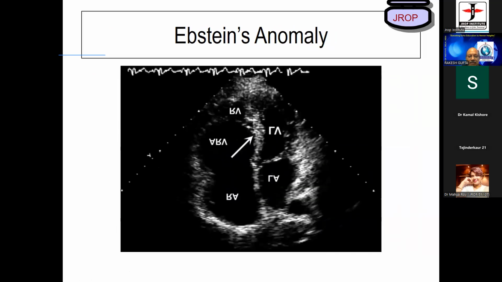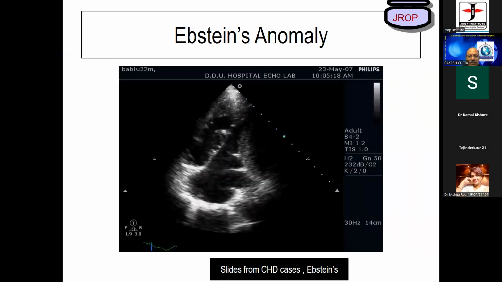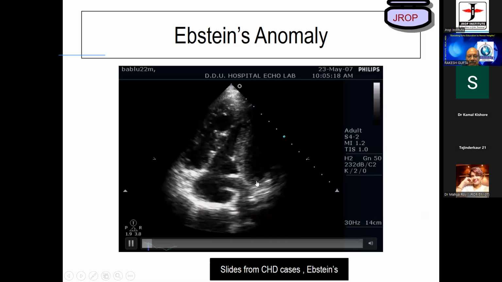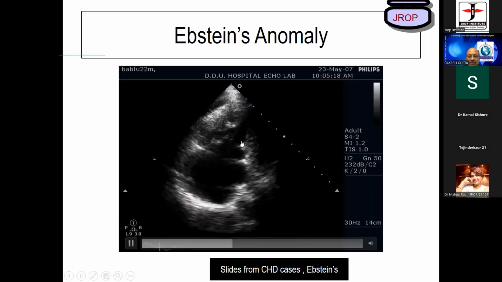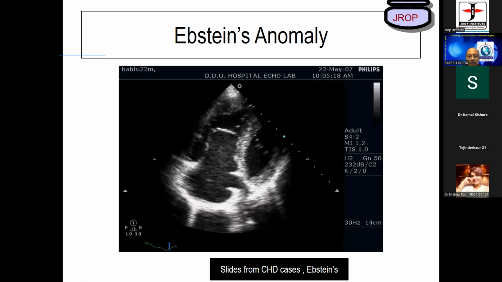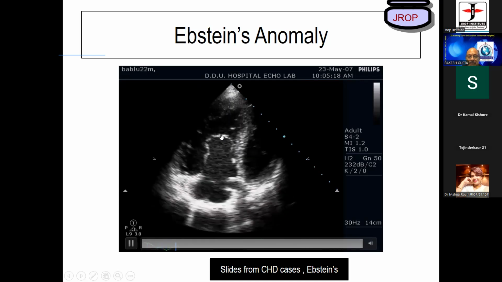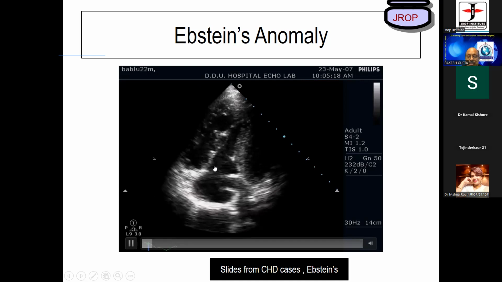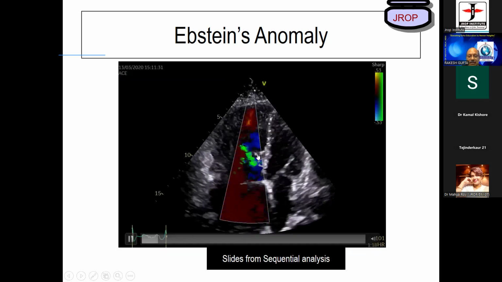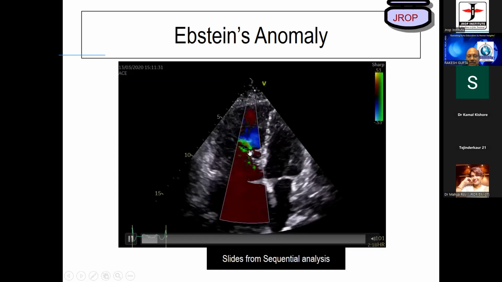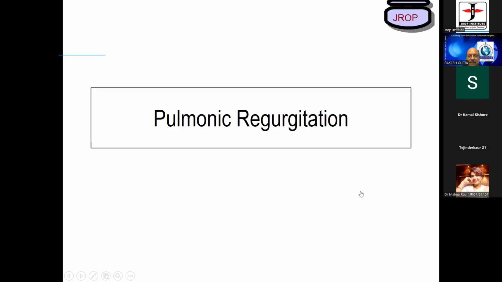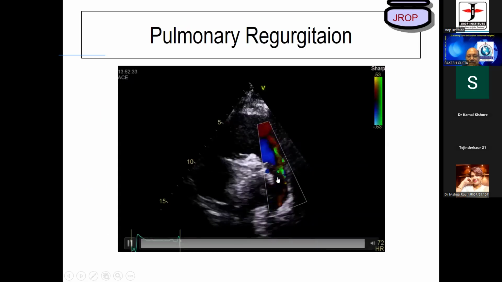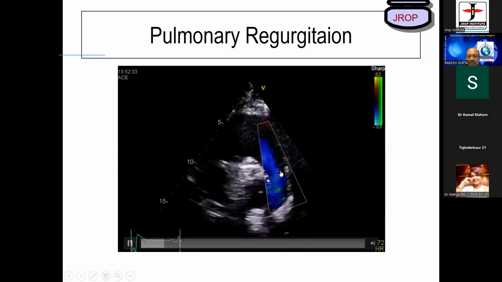Ebstein anomaly. So this is a classical example for Ebstein anomaly. Here's mitral valve, here's a tricuspid valve. But the septal leaflet of the tricuspid valve is attached distally. So the TR gradient will appear from here. So there's atrialization of right ventricle. Now look at the TR gradient appearing from here. And this is a TR gradient of almost 36 millimeters of mercury. Severe pulmonic regurgitation.